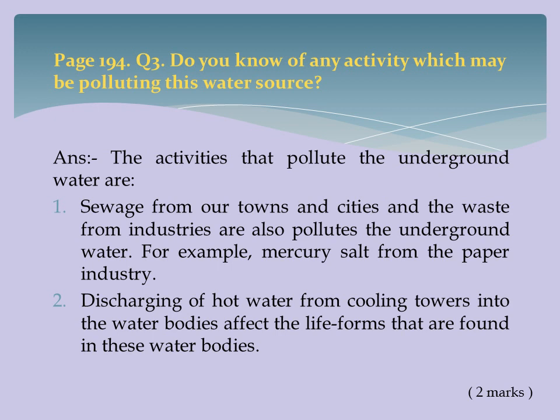Page number 194, question number 3. Do you know of any activity which may be polluting this water source? Answer. The activities that pollute the underground water are: 1. Sewage from our towns and cities and the waste from industries also pollute the underground water. For example, mercury salt from the paper industry. 2. Discharging of hot water from cooling towers into the water bodies affects the life forms that are found in these water bodies.